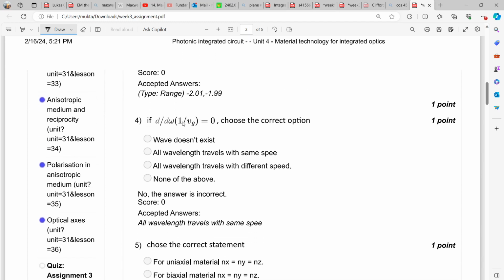If d by d omega of 1 by Vg equal to 0, choose the correct option. So this is just another way of writing dispersion only. So this is group velocity dispersion, that is equal to d by d omega of 1 by Vg. Right. So if that is equal to 0, what does that mean? If dispersion is 0, that means all wavelengths travel at the same speed.